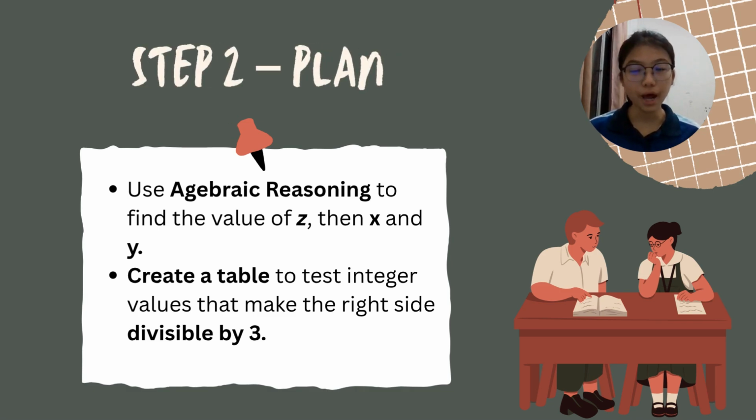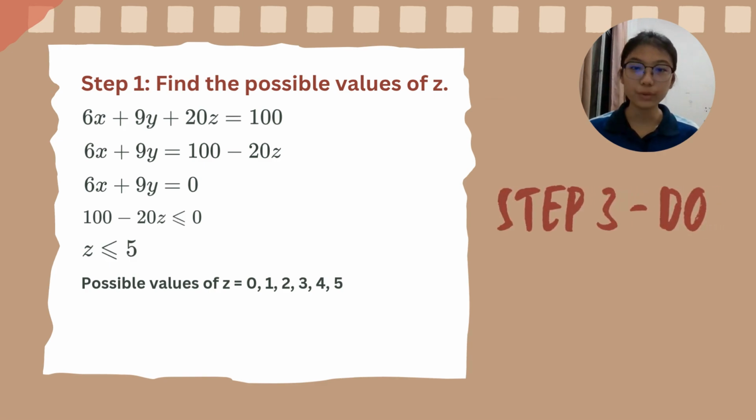Next, we need to plan how to solve the problem. In this case, we can use algebraic reasoning to find the value of z, then x, and lastly y. After that, we can create a table to test the integer values that make the right side of the equation divisible by 3. Now, we need to start our calculation. The first step is to find the possible values of z.